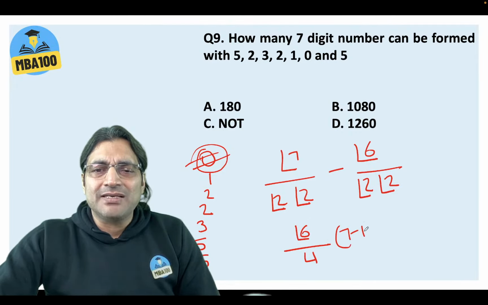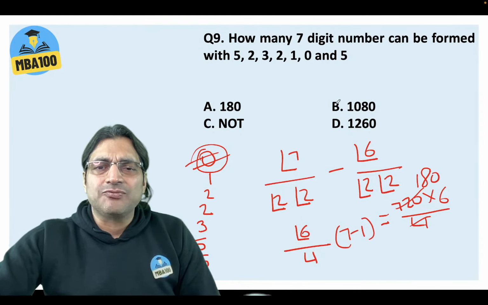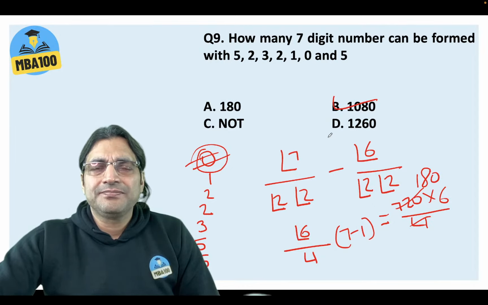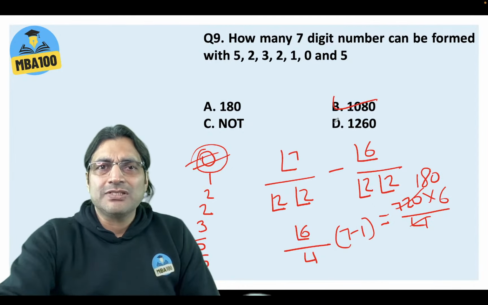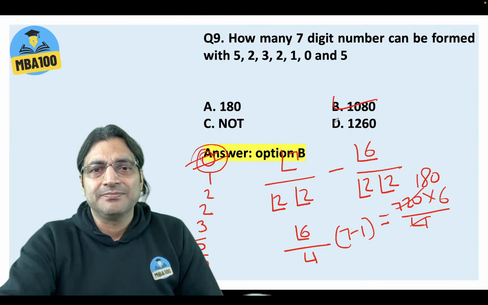So you're left with 7 minus 1, 6 factorial, which is 720. 720 into 6 divided by 4, 180 into 6, 1080 is the answer. Was it difficult? But yeah, of course, this is one of the better questions on this paper.